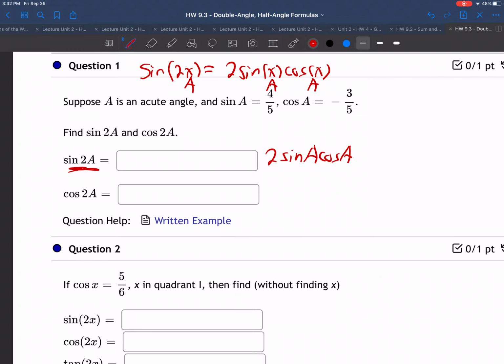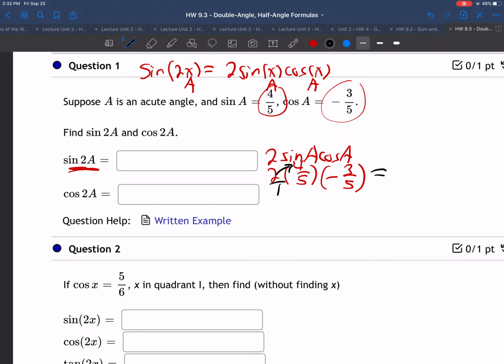Okay, and then what is that? 2, what's the sine of a? 4/5. And what's the cosine of a? Negative 3/5. Now, how does a whole number like 2 interact with fractions? Well, you've got to put the 2 over 1. Whenever you have a whole number interacting with fractions, you put it over 1, and then you just multiply straight.